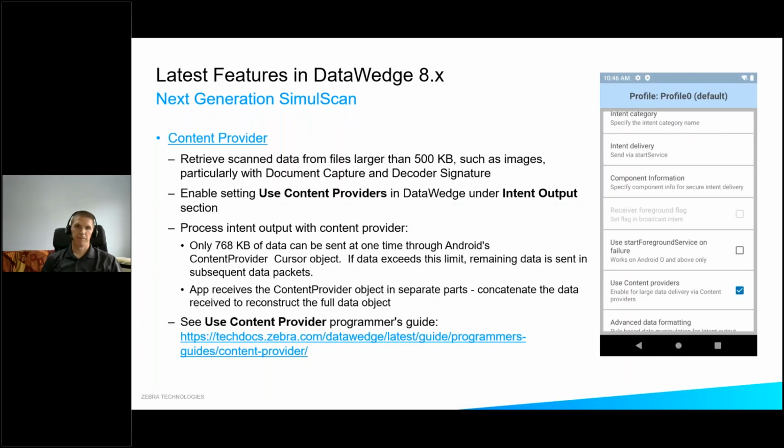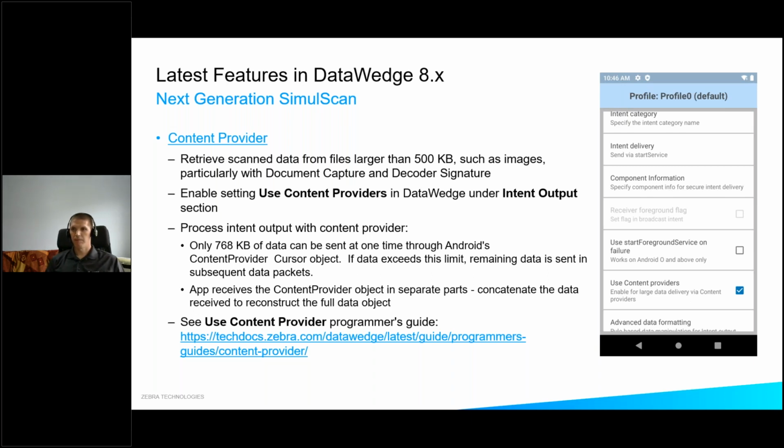DataWedge Content Provider leverages Android's Content Provider app component, which encapsulates data that can be shared between apps, providing a level of security. It is primarily meant to be used for document capture, since the size of the images captured would be unknown at the time of processing, and chances are they would surpass the 500 kilobyte file size limit. Since decoder signature also captures image files, which Dan will go into later, Content Provider can also be applied.